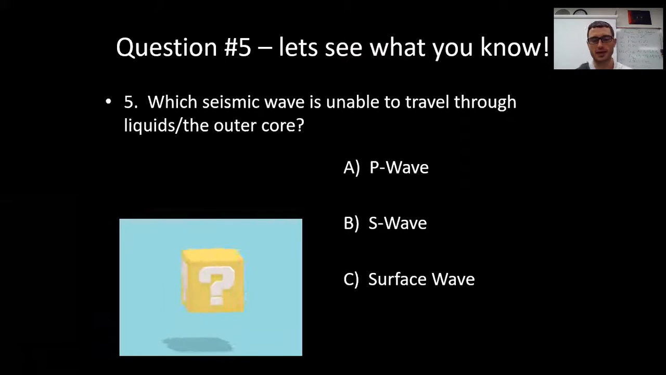And our last question of the day, guys. Again, pause the video to go over the questions. Which seismic wave is unable to travel through liquids in the outer core? Got to know this. This is very important. You've seen this time and time again. It's going to be B, S waves, B, secondary waves.